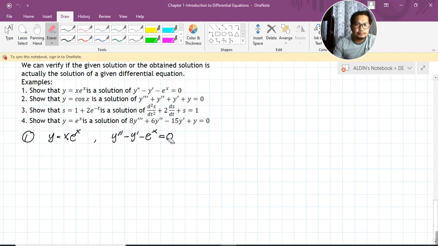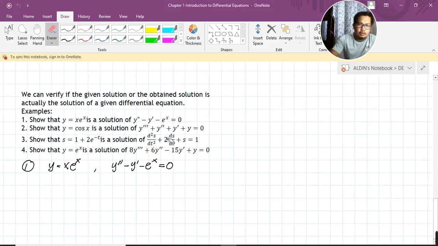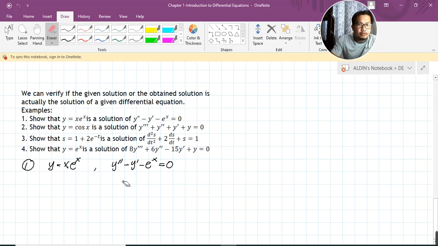So here, let us verify this for example. Solve natin yung item number 1. So dito sa item number 1, ang given natin is show that this solution y is equals to x e raised to x is a solution of the differential equation second derivative of y minus first derivative of y minus e^x, lahat to with respect sa x. Okay? So, paano bang gagawin natin?